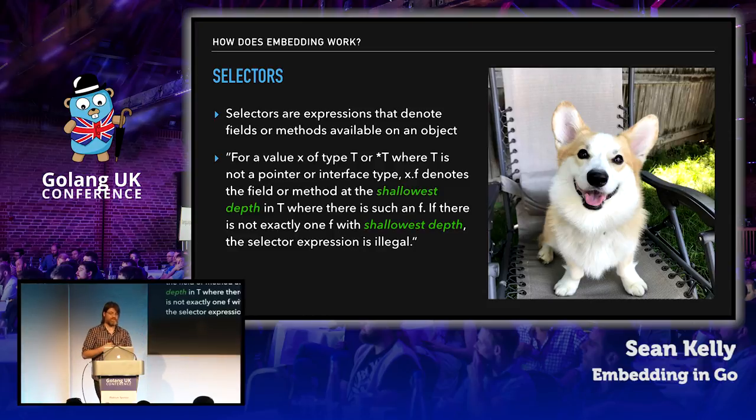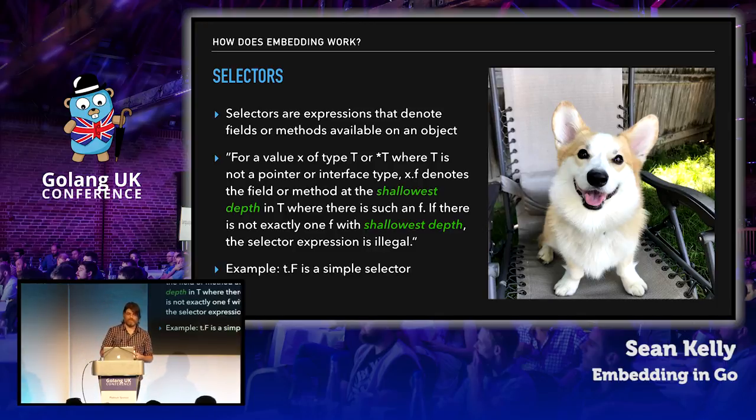And specifically what the spec says is, for a value x of type T or *T that is not a pointer or an interface type, x.f denotes the field or method at the shallowest depth. And again, highlighted because that's a very, very important term, and we're going to revisit that a few different times. The shallowest depth in T where there is such an f. If there is not exactly one f with the shallowest depth, the selector expression is illegal. And that last statement becomes very important when we get into some of the more, let's say, esoteric examples that I'm going to show you. And the simplest selector is T.f, so long as f exists, it is a valid selector.